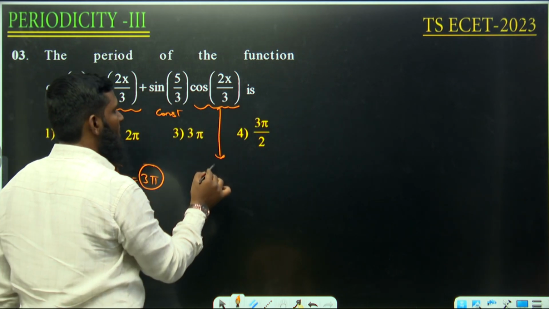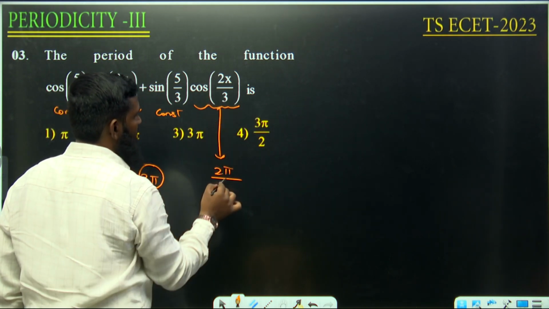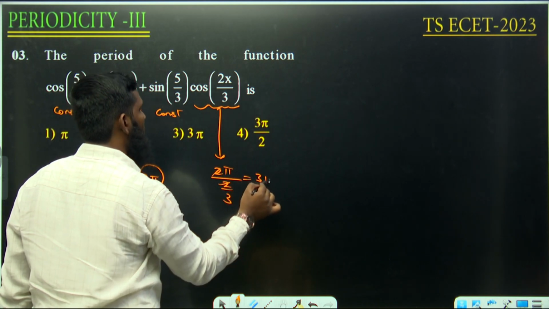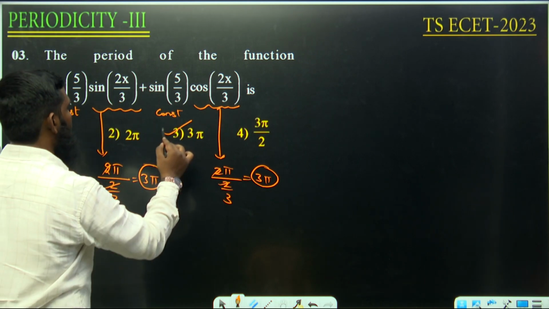Now similarly for this part, what is the T value for the cos function? 2 pi divided by, what is the a value? 2 by 3. The 2 gets cancelled, 3 will go to the numerator. What is the answer? 3 pi. Same answers, 3 pi and 3 pi, means we have to go with which option?